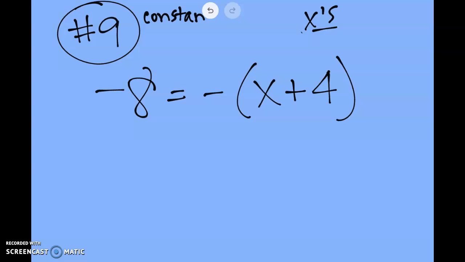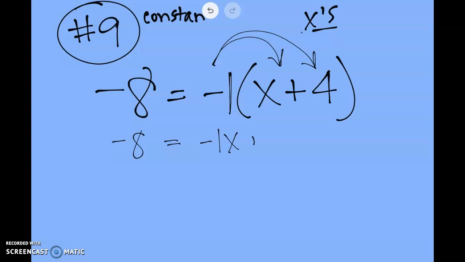When we see a negative out in front of parentheses, we want to pretend there's a 1 there. So I've got negative 1 distributes to both of these numbers. I'm not doing anything to my right side right now, and I've got negative 1x plus negative 4. We're going to now work on getting all of our constants together. So I'm going to look at this negative 4 here. Remember, negative 4 plus 4 is equal to 0, and that's my goal. So I want to add 4 to both sides.